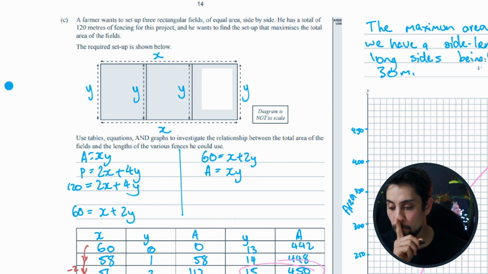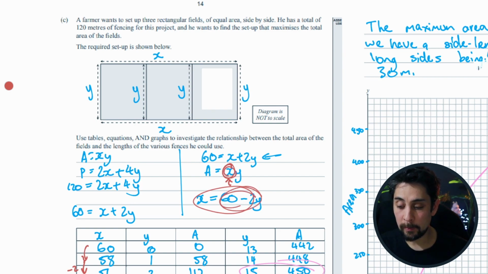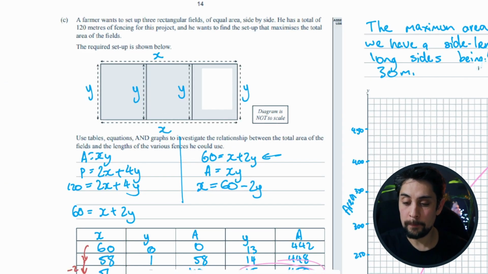Now, I'm going to take this equation here and rearrange it so that x is left all by itself. So let's minus this 2y from both sides of the equation, and we end up with x equals 60, that hasn't changed, take away 2y. Let's substitute this into this equation. We now know what this x is. x is 60 take away 2y, so we can take all of that and replace this x with the 60 minus 2y.